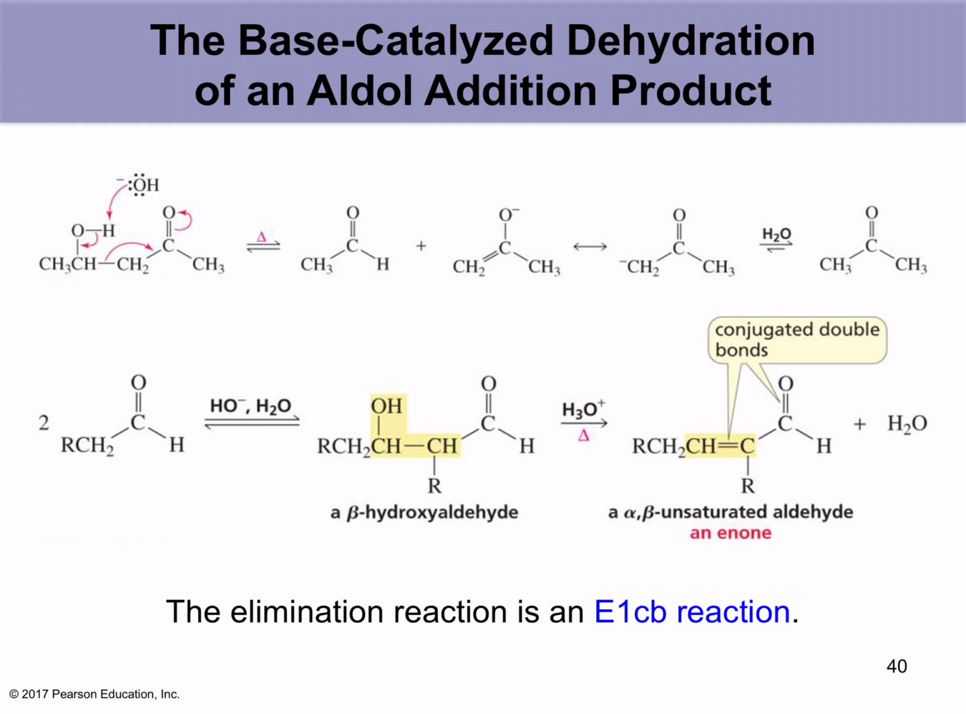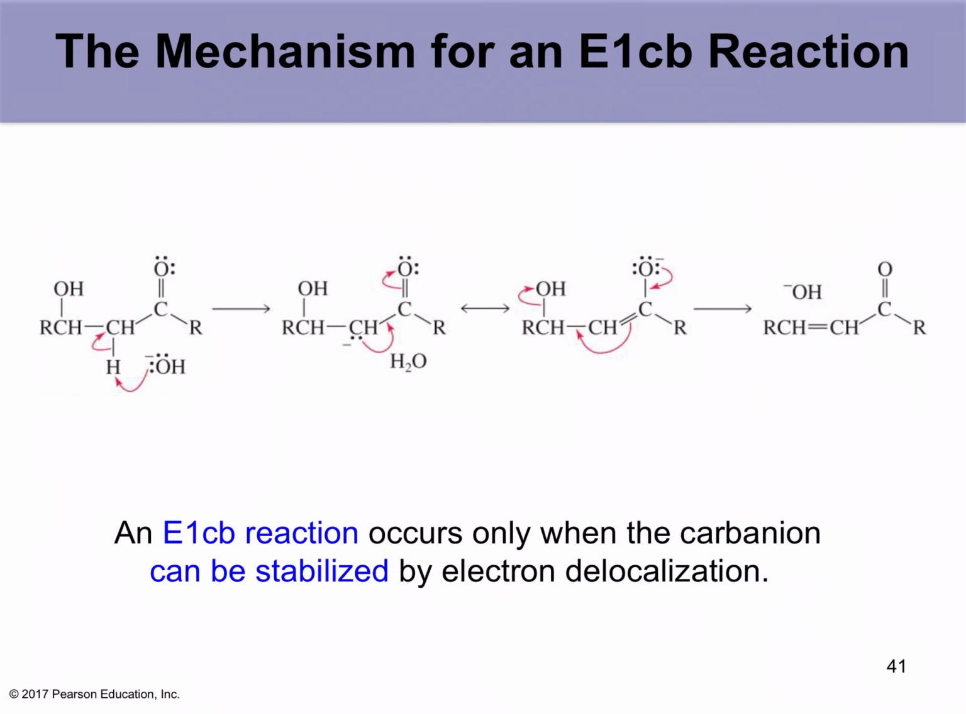The elimination reaction is called E1CB. What does E1CB stand for? Who knows what E1CB is? It is a unimolecular conjugate base elimination reaction. So this is the mechanism for the E1CB reaction.